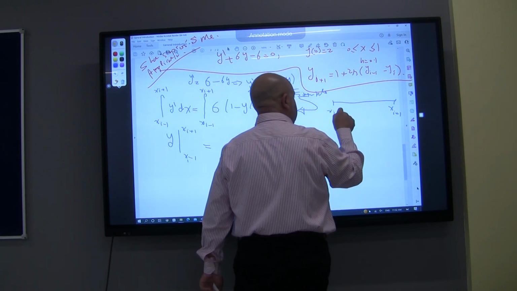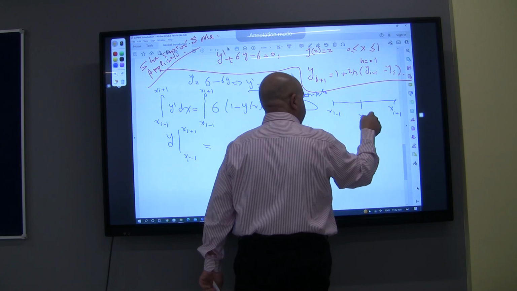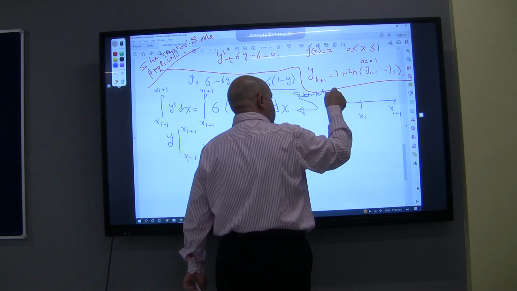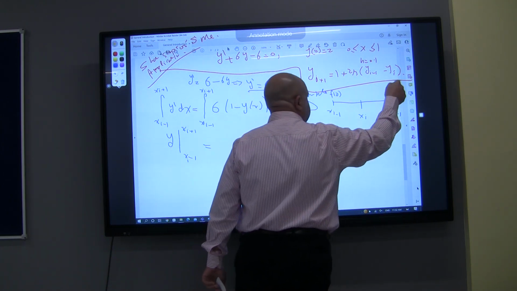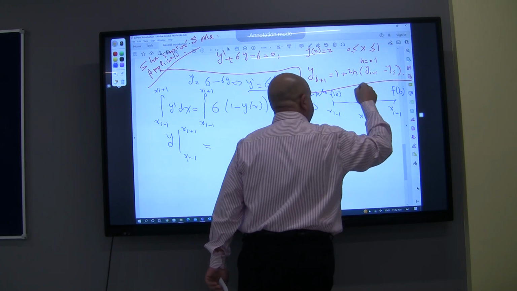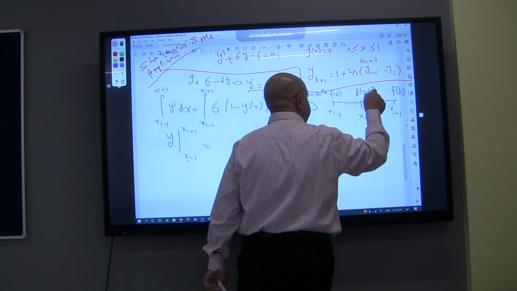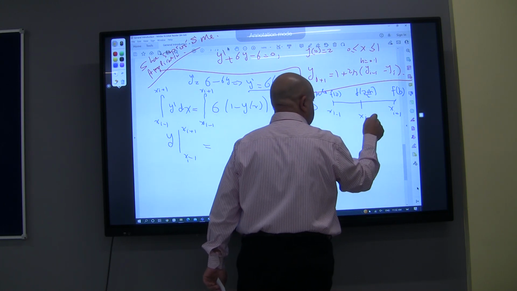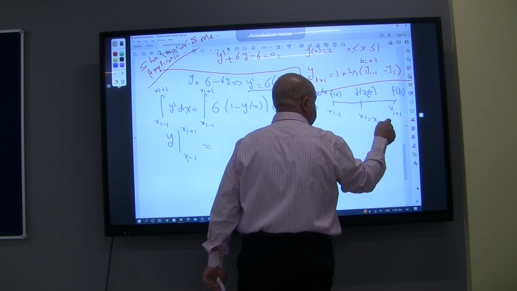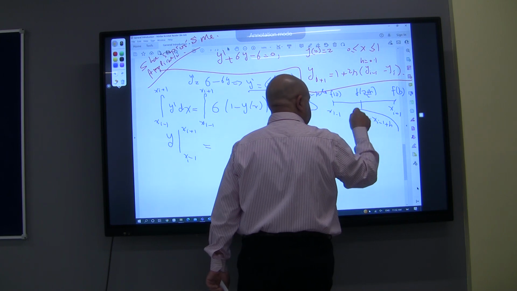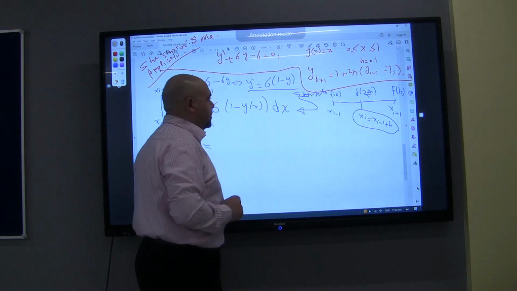Here xi minus 1 element, it's going to be xi. This is standing for f of a, this is going to be f of b, and this is for f of (a plus b) divided by 2, or xi equals xi minus 1 plus h, which is the odd point.